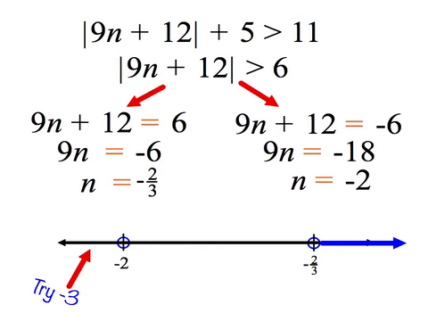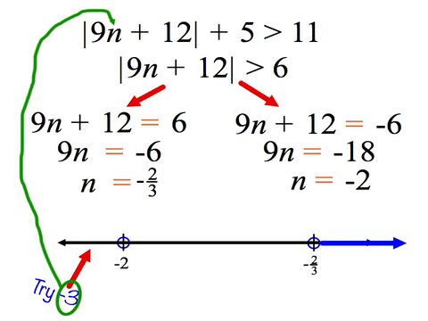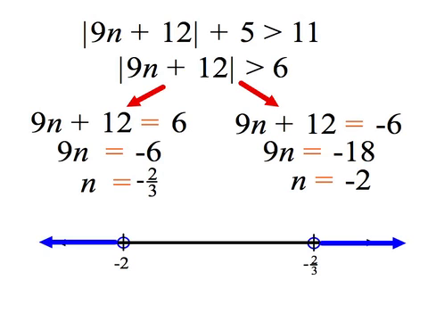And we go to the area on the far left, and we're going to try negative 3 because it's less than negative 2. And we substitute that in, and we get 9 times negative 3 is negative 27. We add 12, we get negative 15. We take the absolute value, we get 15. We add the 5, we get 20, and we ask ourselves, is 20 greater than 11? And it is. So we shade it in, and now we've got the graph. We can write it out as shown. N is greater than negative 2/3, or n is less than negative 2.